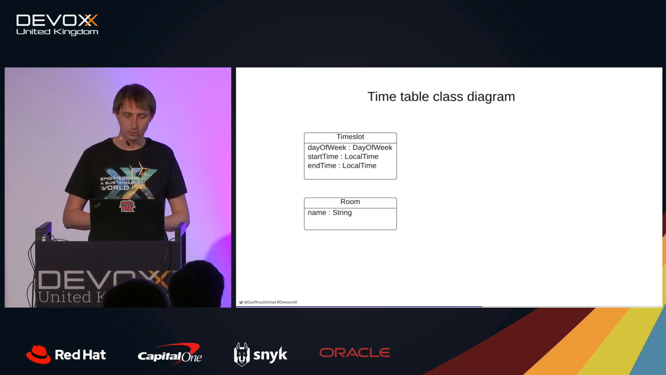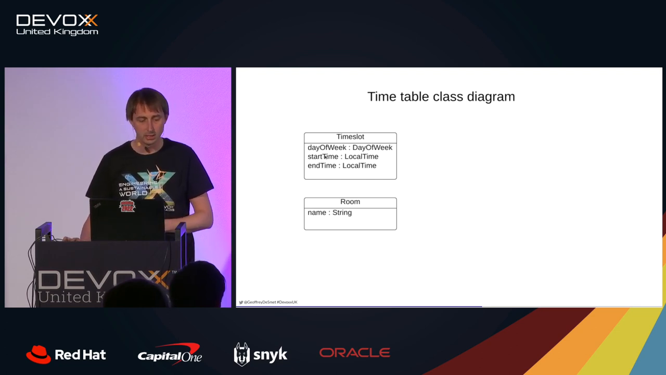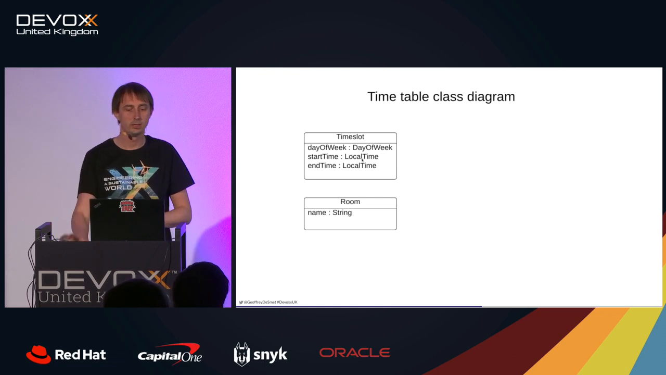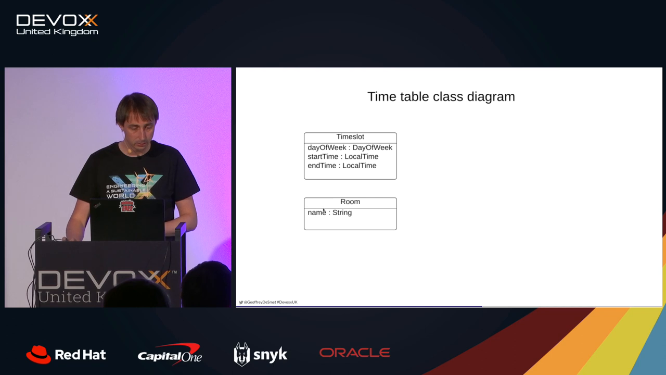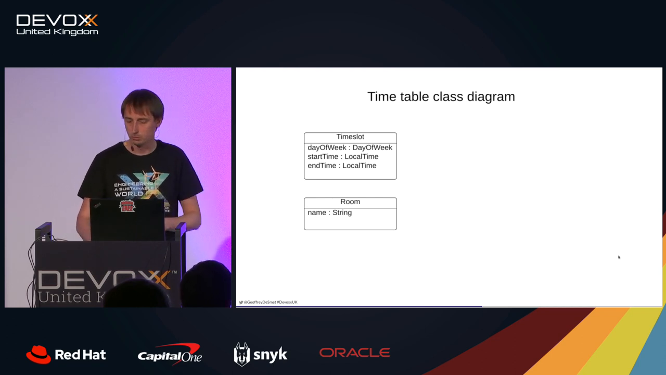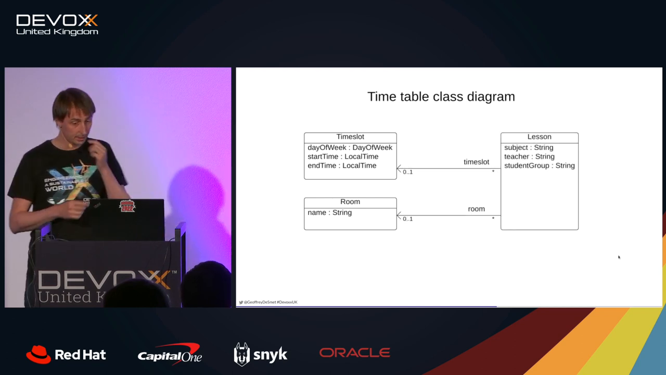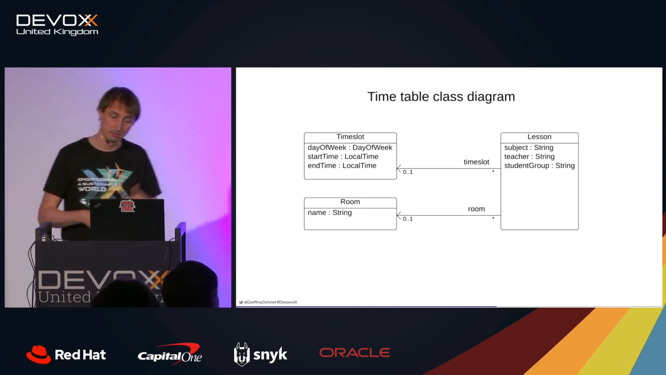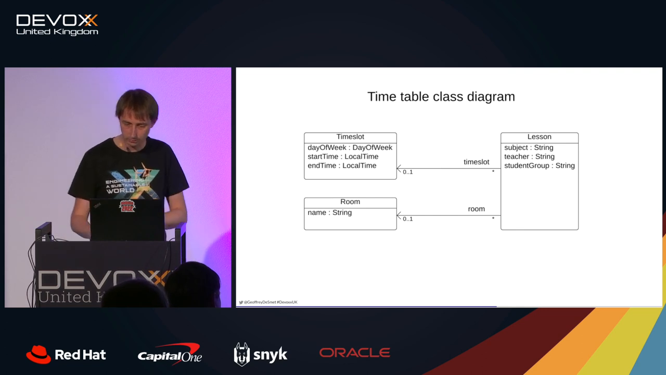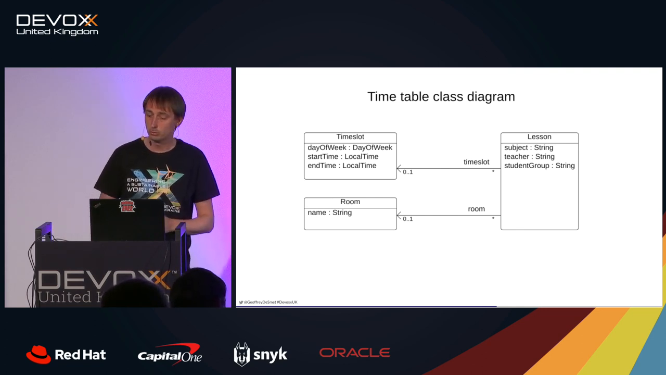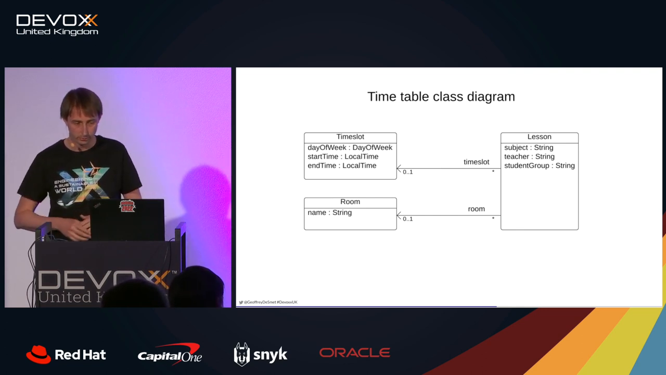So depending on your model, you will do things differently there. But in this case, it's quite simple. You just have a day of week, and then from when till when the time slot is. Then we have a room class, which has a name, something like room A, room B, room C. And then we have a lesson class, which has a subject, like math, French, history, right? And a teacher, like Marie Curie, Alan Turing, and so forth. And then we have a student group, 9th grade, 10th grade, and so forth.